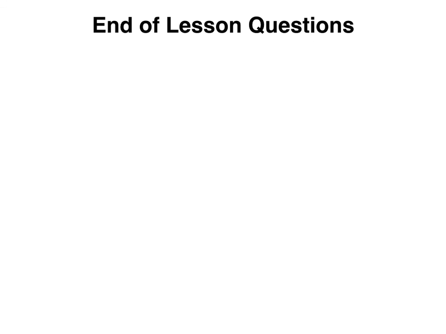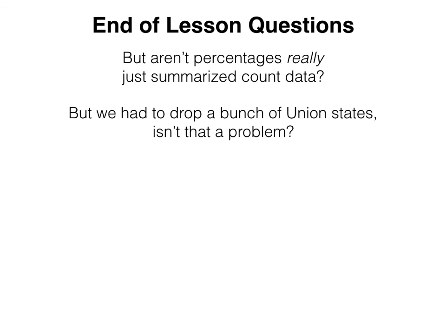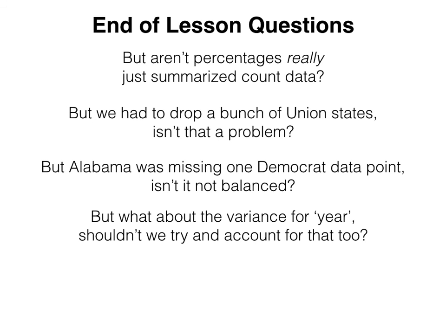As we end the lesson, I'd like to go over a couple questions you may be having, such as, aren't percentages really just summarized count data, so our dependent variable wasn't appropriate for an ANOVA? Or, we had to drop a bunch of union states to make our data balanced. Isn't that a problem since it was done kind of arbitrarily? Or, for Alabama, we were even missing one Democrat data point. Doesn't that mean our data isn't really balanced? Or, what about the variance for election year? Shouldn't we try and account for that too?